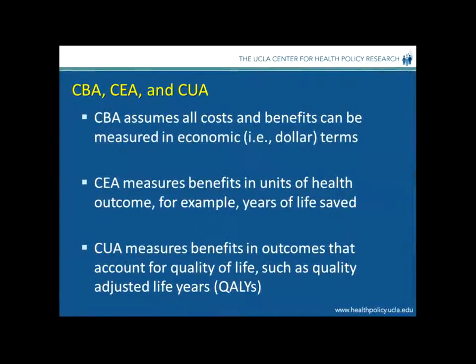Cost effectiveness measures benefits in units of health outcome. So it still measures cost, obviously, in dollar terms, but the benefits are typically measured as things like years of life saved. And cost utility analysis, which is a special subset of cost effectiveness, measures benefits in outcomes that account for the quality of life, more specifically using quality adjusted life years, which are known as QALYs. So cost utility analysis is a special form of cost effectiveness where we want to measure the quality of life.